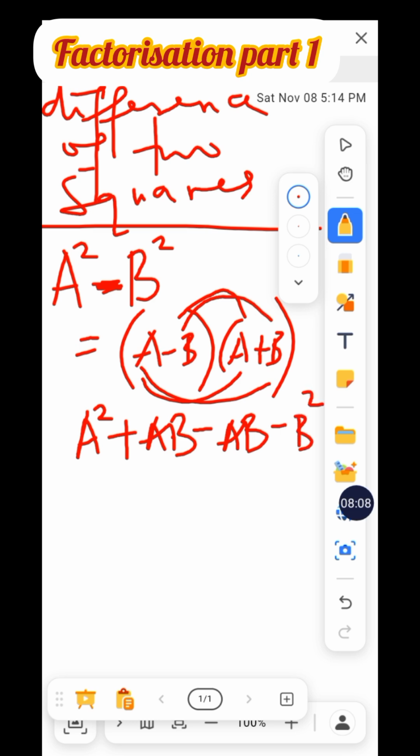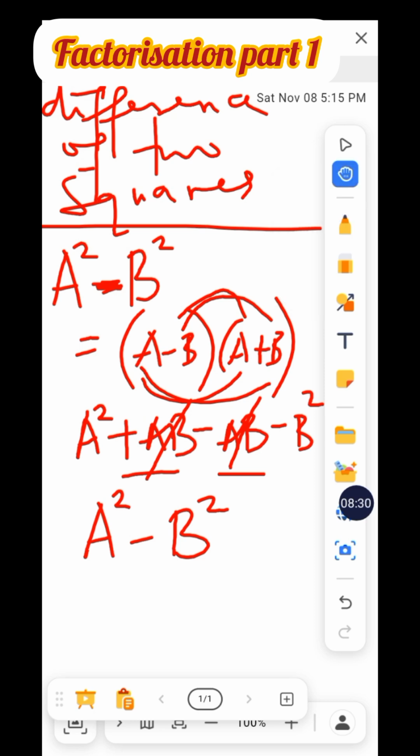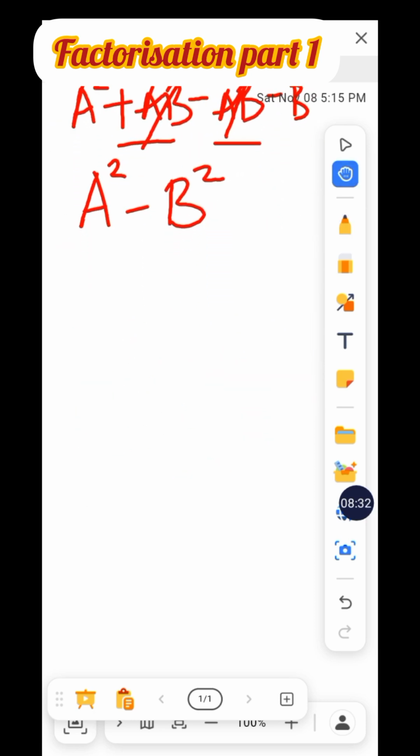And plus ab minus ab is just like plus 1 naira minus 1 naira. Have 1 naira and remove 1 naira, they automatically vanish. So we have a squared minus b squared. Therefore, the expansion of a minus b into bracket a plus b is equal to a squared minus b squared. So how can we see this in questions?